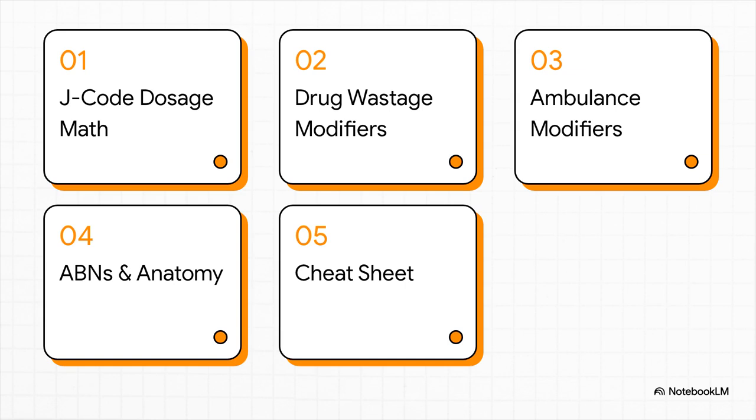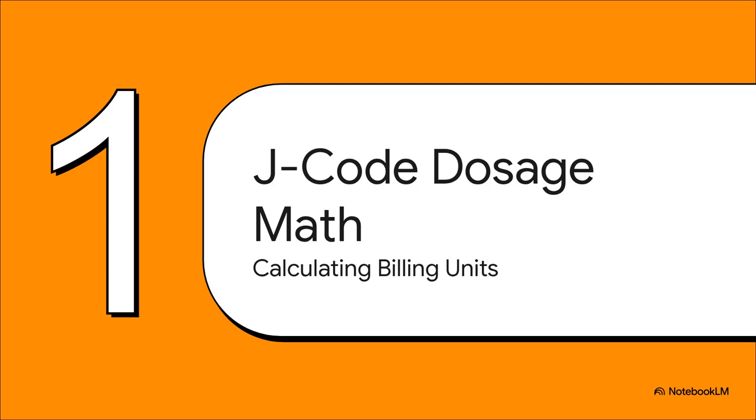All right, here's the game plan for today. We've got 4 distinct case studies to crush: J-code math, drug wastage with JW and JZ, ambulance modifiers, and finally ABNs and anatomical precision. Let's get to it. First up, case study 1, J-code dosage calculation and units dissection.